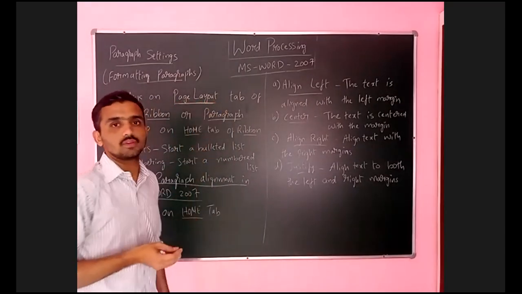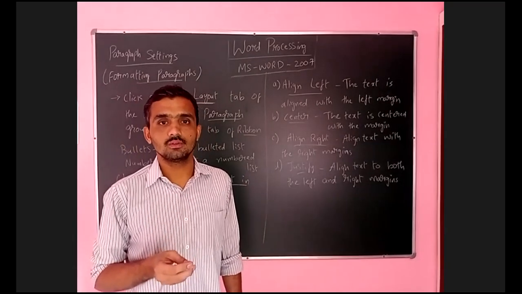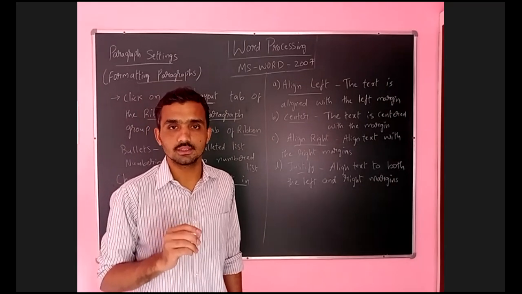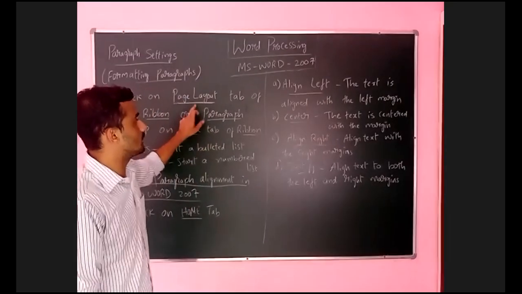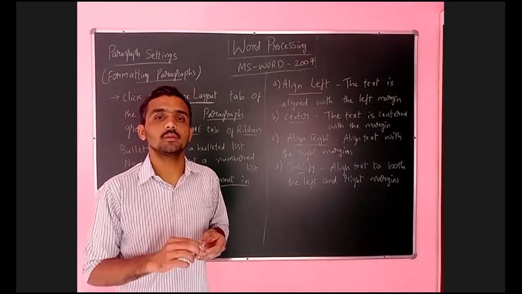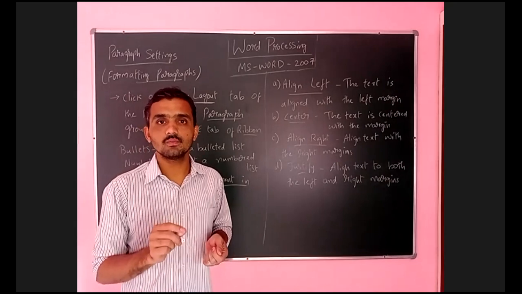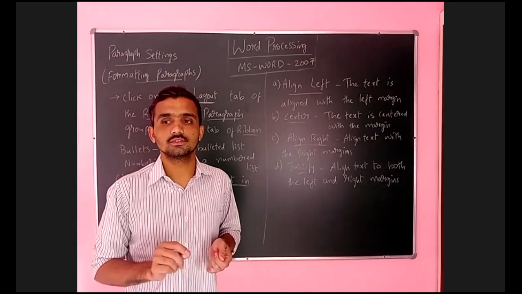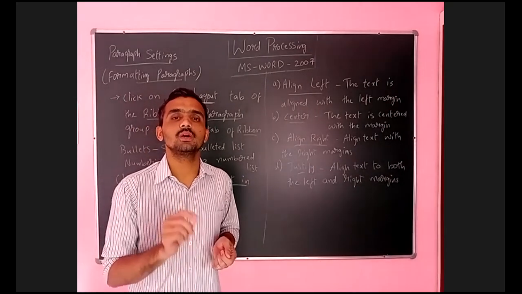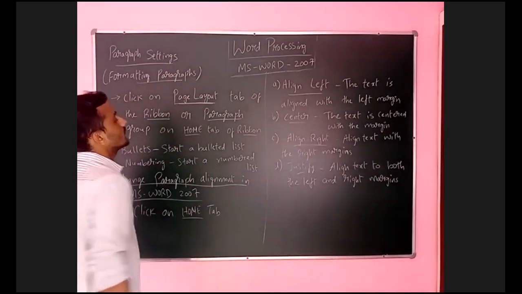In the previous classes, I talked about the tabs of MS Word 2007: Home, Insert, Page Layout, View, Review. There are 7 tabs, and Page Layout is one of them. We have to remember the tab names, because each tab has its own applications. In each tab we have groups, and in groups we have options, or we can call them buttons. So in the Page Layout tab we have the paragraph settings.